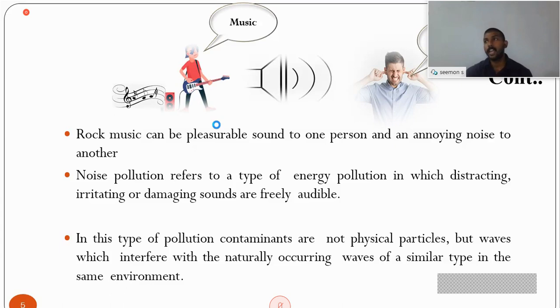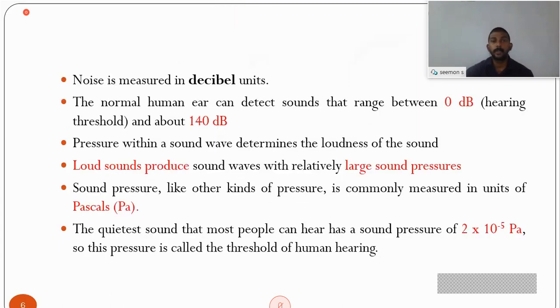So noise pollution can be measured in terms of decibel units, and the normal human ear can detect a range from 0 decibel to 140 decibel. We have already seen the pressure variation: if the pressure is higher, the loud sound produces higher sound pressures. If the pressure being produced is higher, the loudness of the sound will also be more.